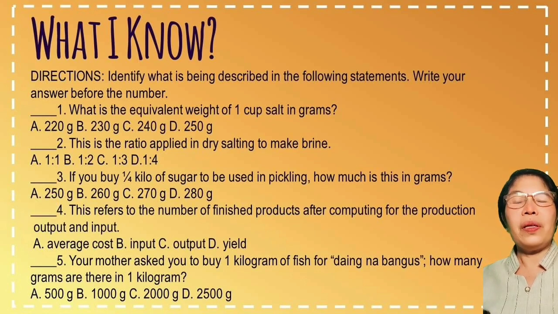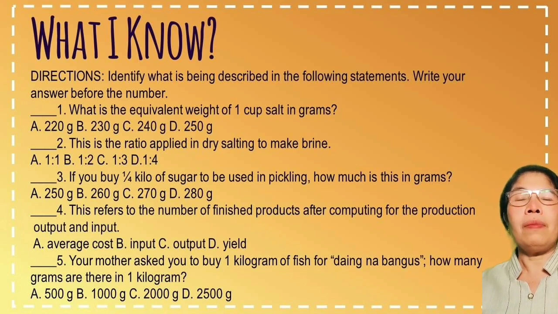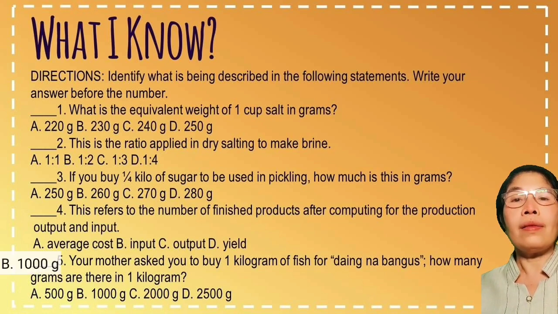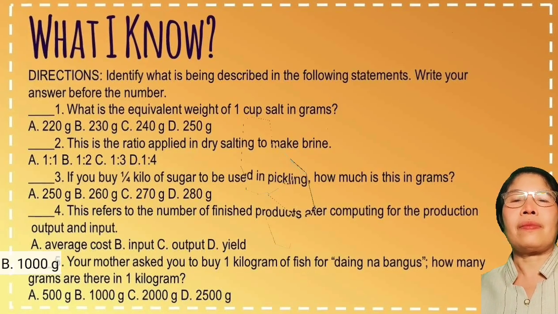Number 5. Your mother asked you to buy 1 kilogram of fish for daing na bangus. How many grams are there in 1 kilogram? Letter A, 500 grams. Letter B, 1,000 grams. Letter C, 2,000 grams. And letter D, 2,500 grams. What's your answer, class? Very good. It is letter B, 1,000 grams.